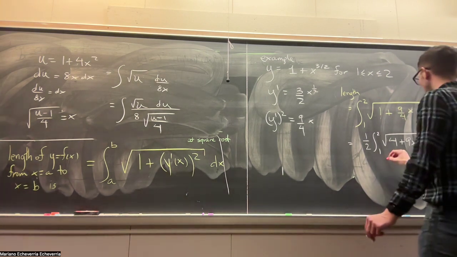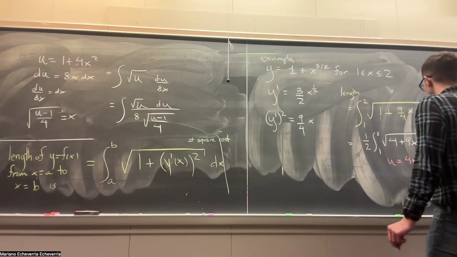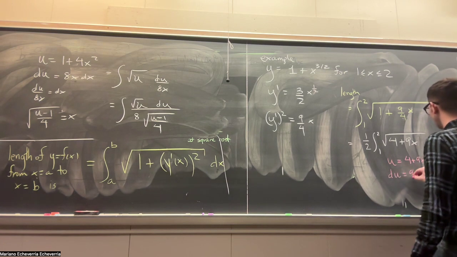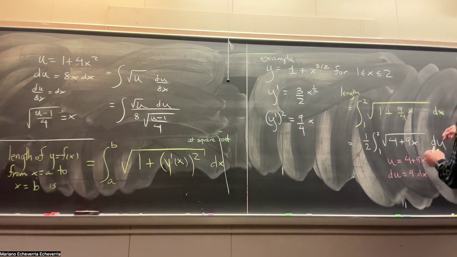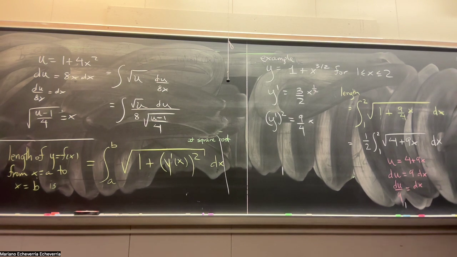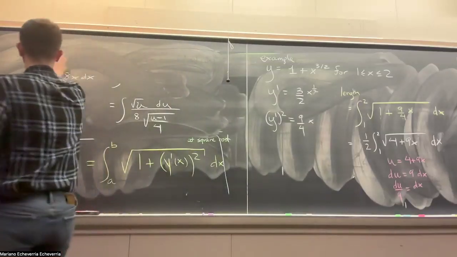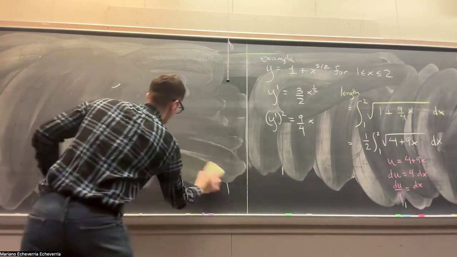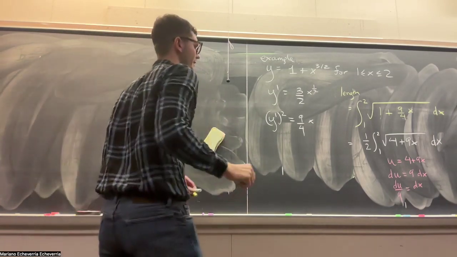So if you do u equals 4 plus 9x, then du is what, 9 dx. Not too bad. Sorry, I should have put dx here. My mistake. And du over 9 is dx. Right, and then, well, maybe I should erase that, but I'll write it later.